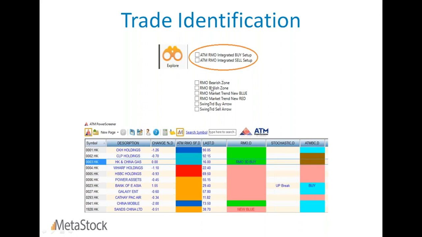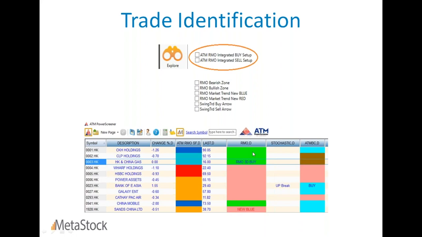But for those of you who don't use the ATM add-on, the other six scans are inbuilt into MetaStock, so you could manually scan for these and go one by one on them and try and look for where you've got a synchronized result. But those with the ATM, just simply run the integrated buy and sell.